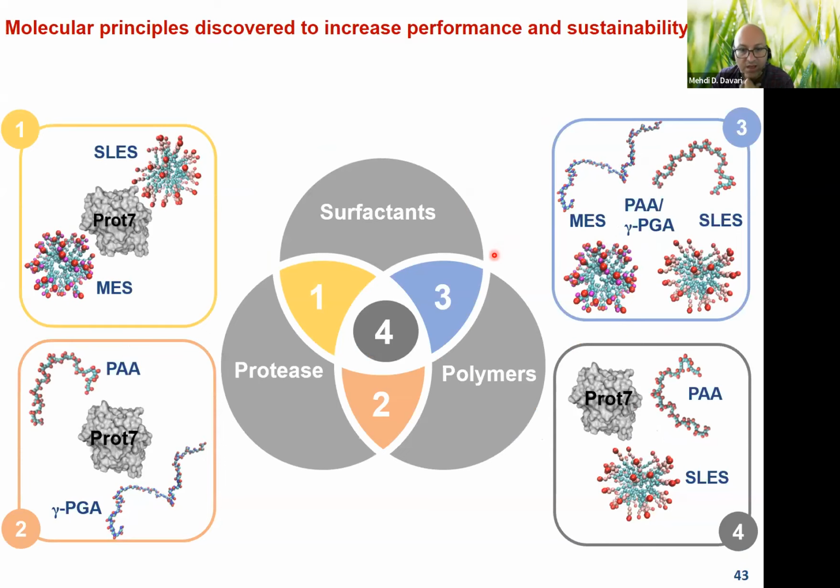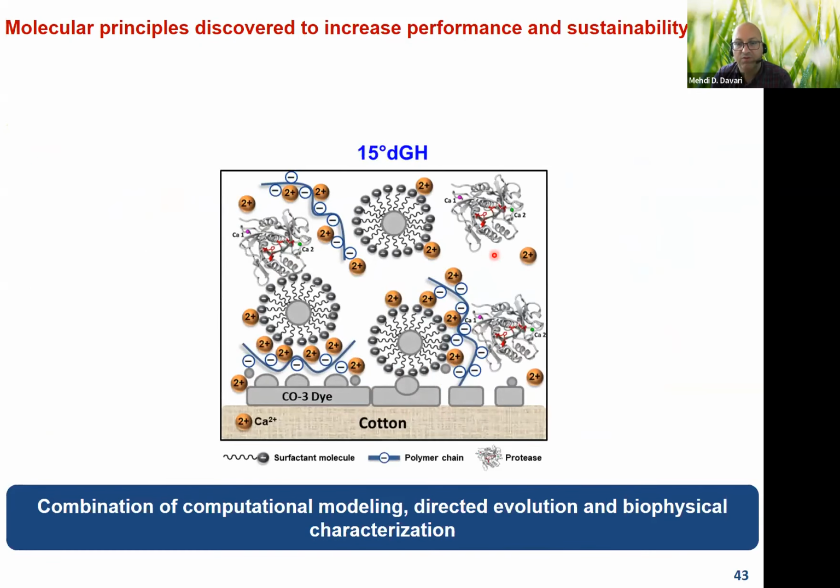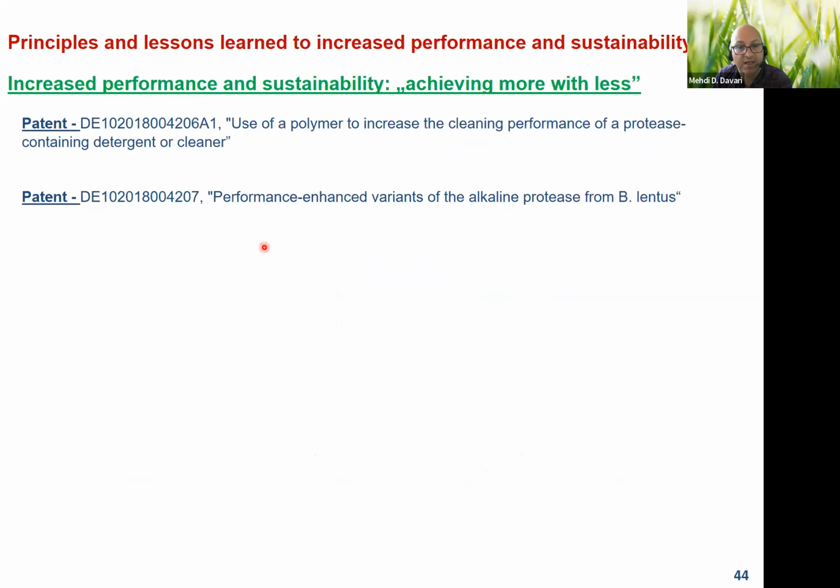So based on this combined experimental and modeling study, we provided a model for detergent, as you see here. In this system, we have interaction between the polymer and surfactant through calcium bridging, and we also see in our simulation that this negative charge can interact with the stain on cotton, the so-called CO3 stain, and we see that protease and polymer, as we said, and surfactant compete in interaction with the calcium binding site of the proteases. Based on this, that brings me to the lessons that we learned from this.